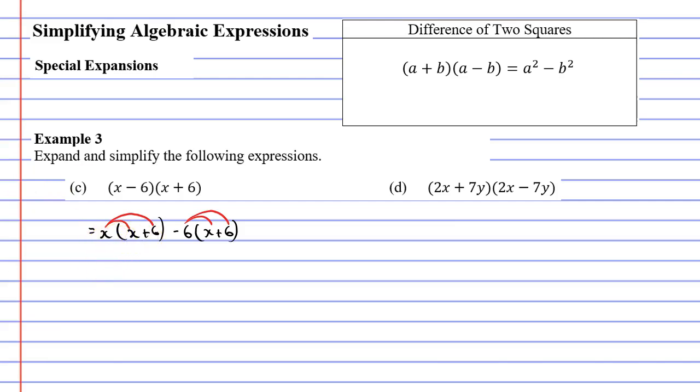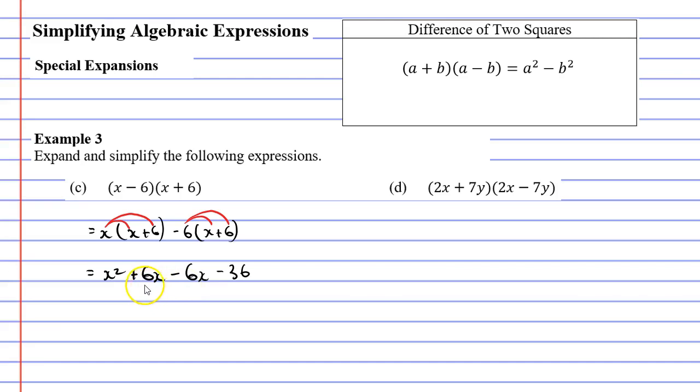So x times x is x squared. X times 6 is positive 6x, or plus 6x. Negative 6 times x gives us minus 6x. And then finally, negative 6 times positive 6 gives us minus 36. Okay? And you'll notice, just like when we had perfect squares, the two middle terms look pretty much exactly the same again. But the difference is one's a plus and one's a minus.